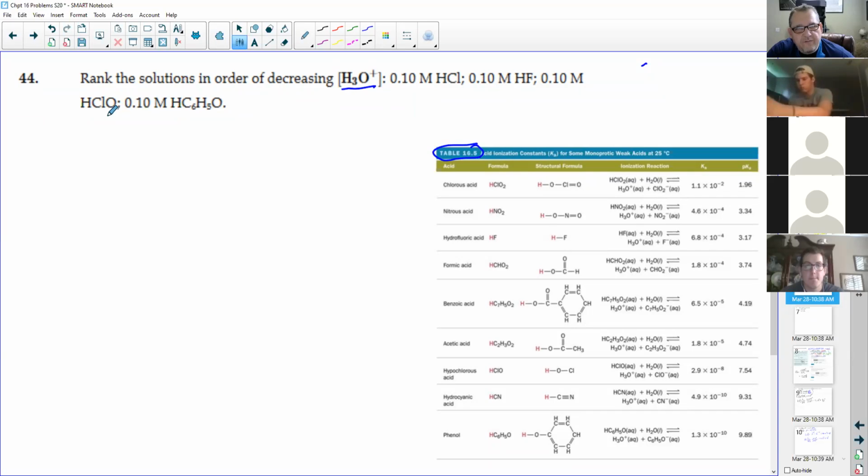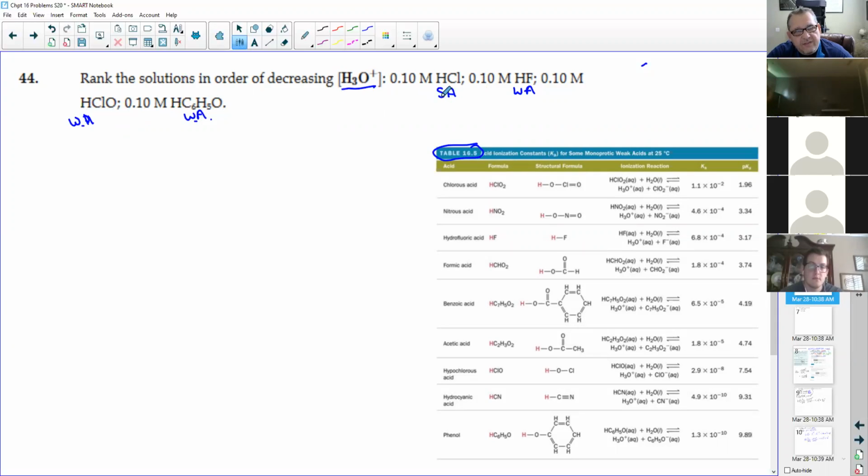So what we need to know first is which are the strong acids versus which are the weak acids. And once we know that, the strongs would be first. If we look at HCl, HCl is a strong acid. HF is a weak acid. HOCl, hypochlorous acid, is a weak acid as well. And this is phenol. Phenol is a weak acid as well.